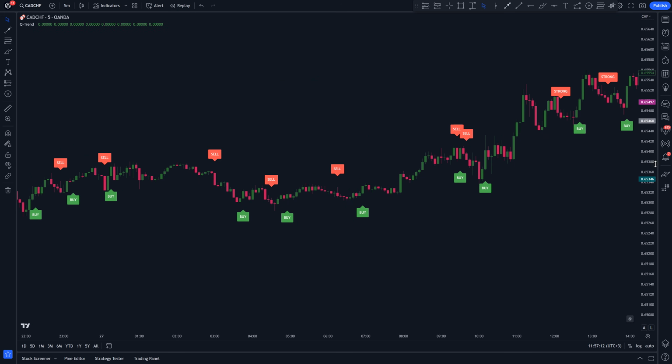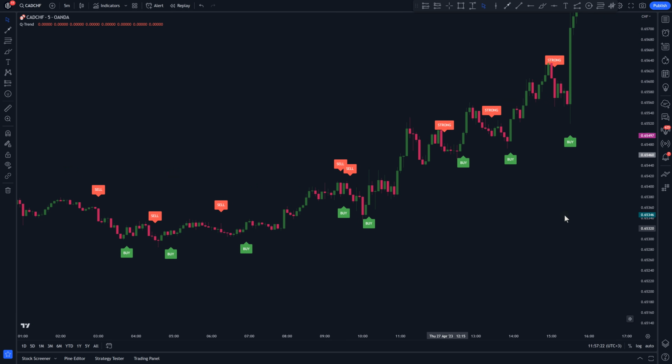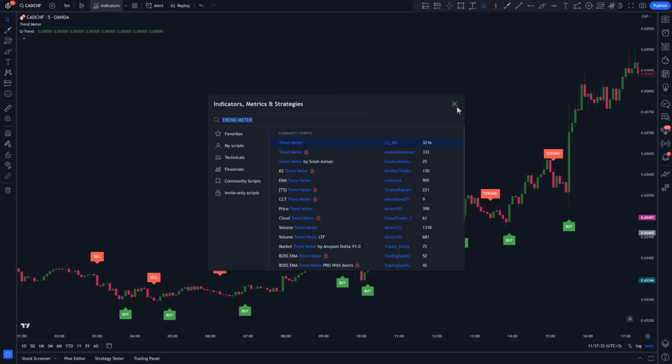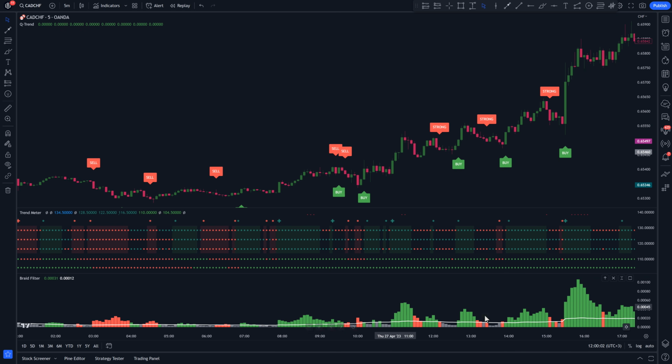Back to the video. Now, to trade using this indicator, we're gonna add another confirmation indicator called trend meter. Then we're gonna keep the braid filter as our volume confirmation indicator.